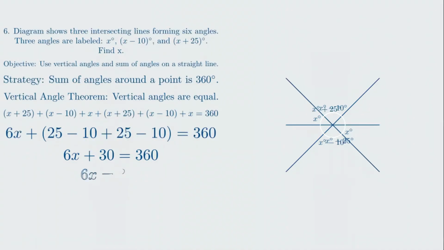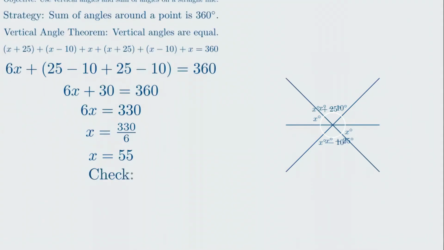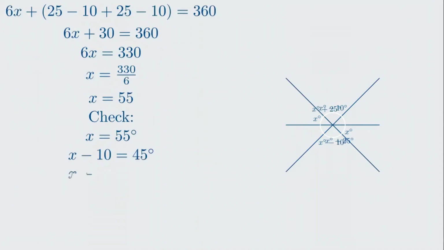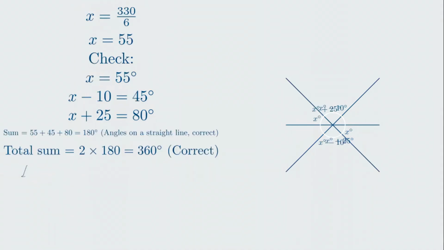Subtracting 30 from both sides gives us 6x equals 330. Dividing by 6, we find that x equals 55. Let's check the answer by plugging x equals 55 back into the original angles. The angles are 55 degrees, 45 degrees, and 80 degrees. The sum of these three angles is 180 degrees, which is correct for angles on a straight line. The sum of all 6 angles is 2 times 180, which is 360 degrees. Everything is consistent. The value of x is 55, which is option C.